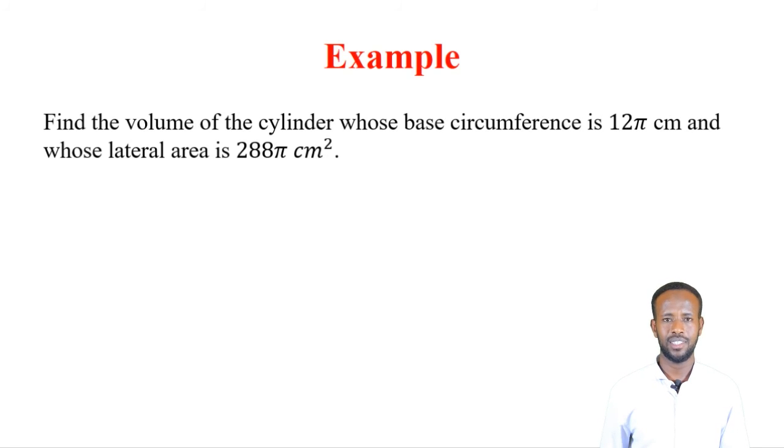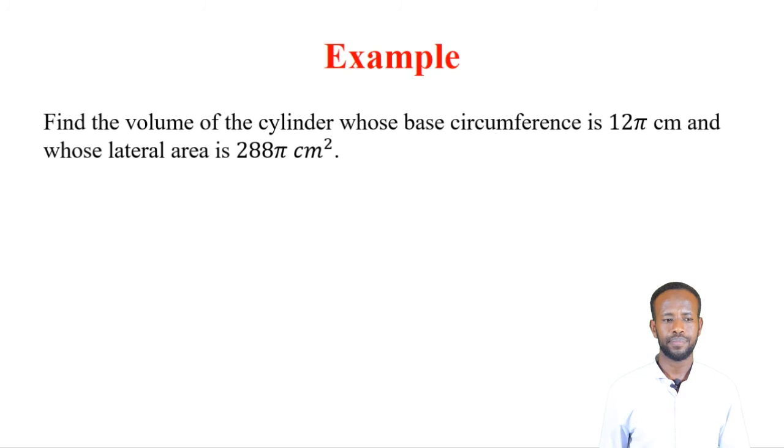My dear students, we wanted to find the volume of a cylinder whose base circumference is 12π and which has a lateral surface area of 288π. To find it, what are we given? What don't we have? Then we will search for what we want to find. Now let us see together.